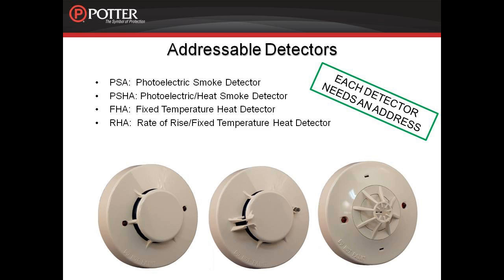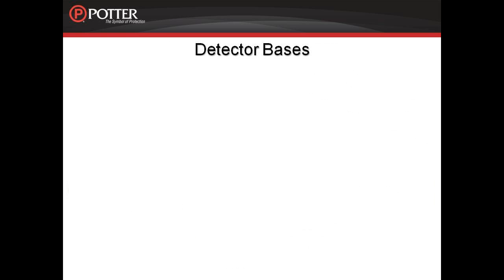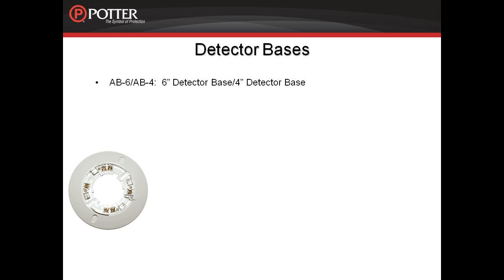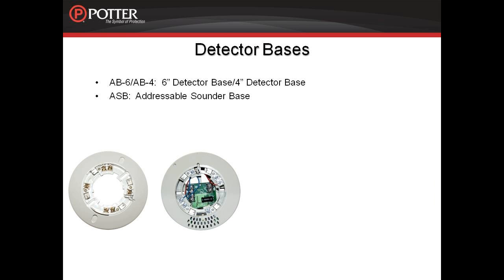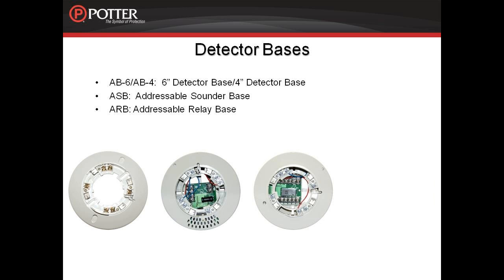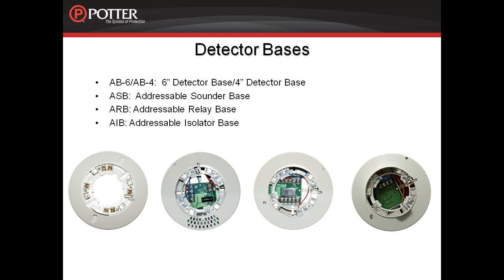Each one of the detectors we covered occupies one address on the SLC. The address should be assigned to the detector head before it is connected to the SLC circuit. For information on addressing the devices, please refer to Module 6, SLC Device Addressing. Moving to the bases that these detectors can be connected to, Potter has 4 bases for use with the detector heads that connect to the PFC-6000, the PFC-6075, the PFC-6200, and the PFC-6800. The AB6 or 6-inch sensor base, the ASB or addressable sounder base, the ARB or the addressable relay base, and the AIB or the isolator base.